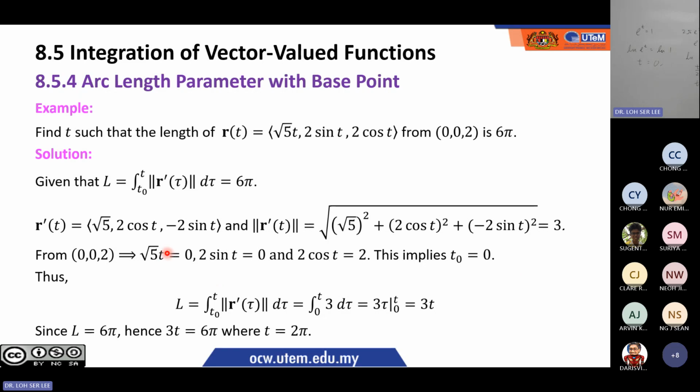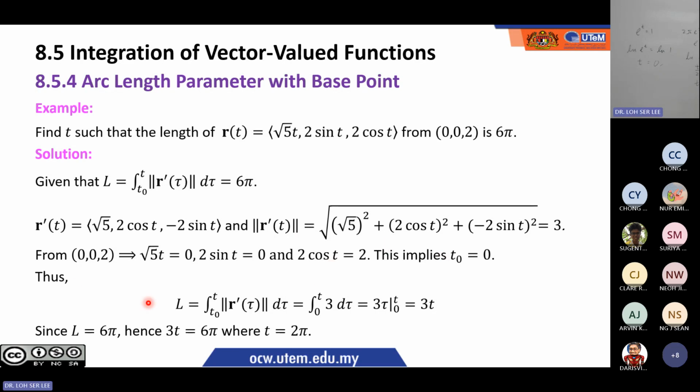Yeah, because this gives only t equals 0. This gives t equals 0, 2 pi, 4 pi, and so on. This also gives 0, 2 pi, 4 pi, and so on. But because of this one, it gives only t equals 0. So it must be 0. We must choose the value that satisfies all three equations. Okay, it must satisfy all three equations.